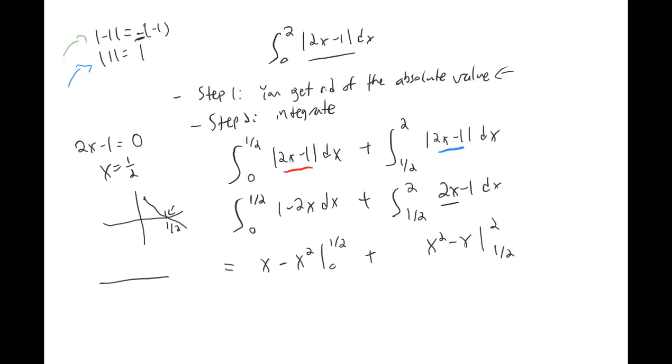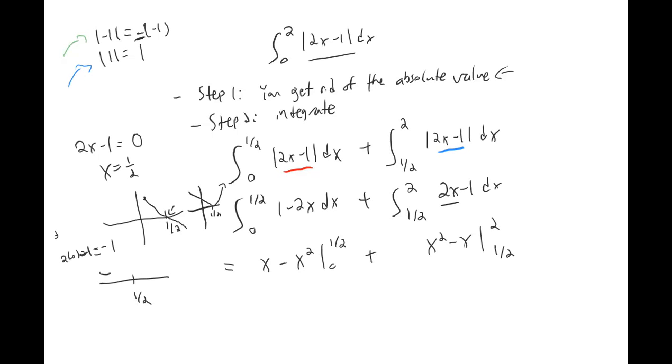Because it could go like this, right? It could go like at a half, and then it goes back up, for example. So you would test it. At a half, and then you pick your favorite number before a half. Let's pick 0. 2 times 0 is 0, minus 1 is -1, right? So it's negative before a half.